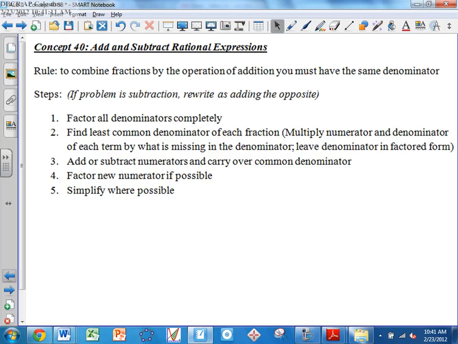That's all we're doing. The rule, as always, whether it's variables or numbers, is that to combine fractions by the operation of addition, you must have the same denominator. And remember, subtraction and addition are really the same thing. You're just adding the opposite. The first step is to factor the denominators completely, just like we did. We factored 8 into 2 and 4. We factored 12 into 4 and 3. The second step is to find the least common denominator of each fraction, by multiplying the numerator and denominator of each term by what is missing in the denominator. And leave your denominator in factored form.